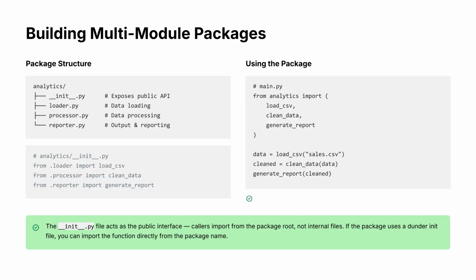So in this example, we've got an analytics package with three internal modules: loader, processor, and reporter. In the __init__, we re-export the key functions from each. Now in main.py, the caller just does from analytics import load_csv, clean_data, generate_report. Clean and simple. They don't need to know or care about the internal file structure. That's the whole point. You hide the implementation details and expose a stable, clean interface.